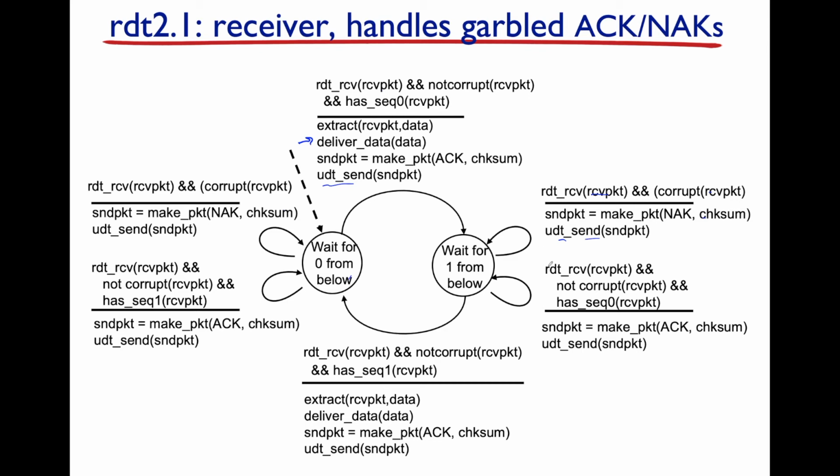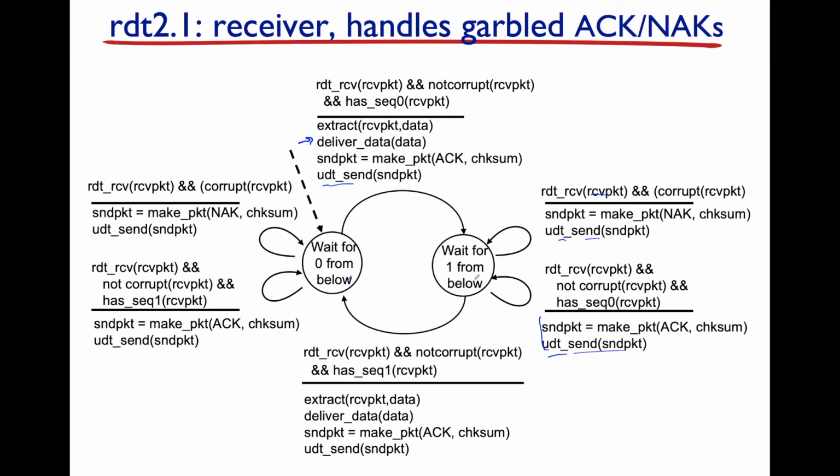Likewise, you can get an out-of-order packet. So here you do RDT receive, it's not corrupt, and it has sequence number 0. Well, you're waiting for 1, not 0. So what do you do? You construct an ACK, because the sender must not have gotten the ACK, and then you do a UDT send. And you notice here, you do not deliver for this self-edge.